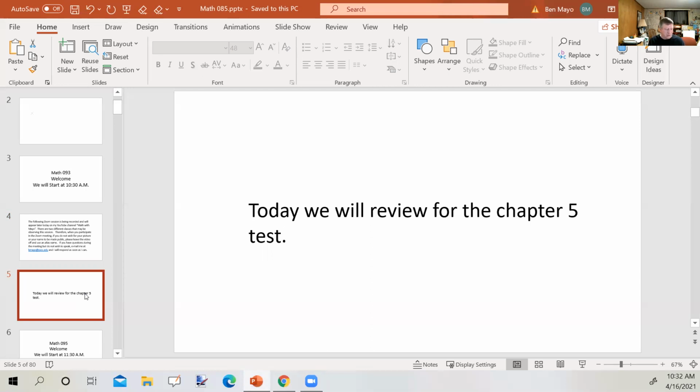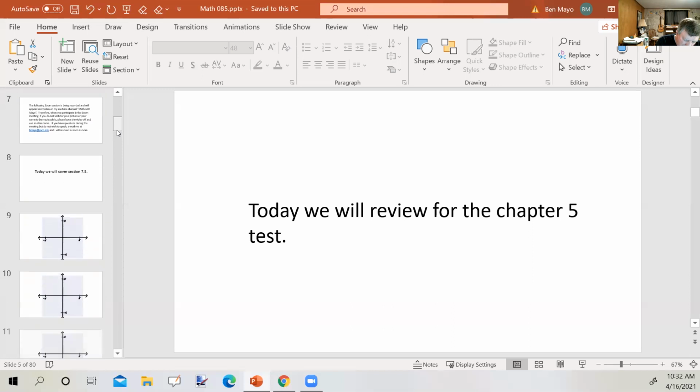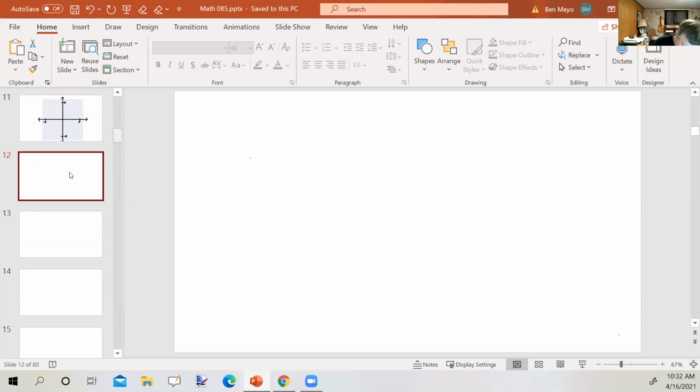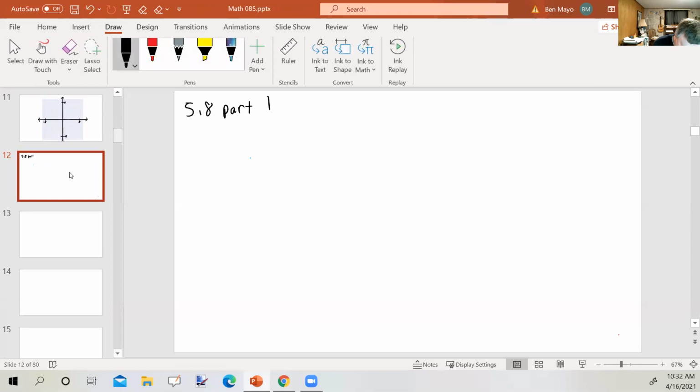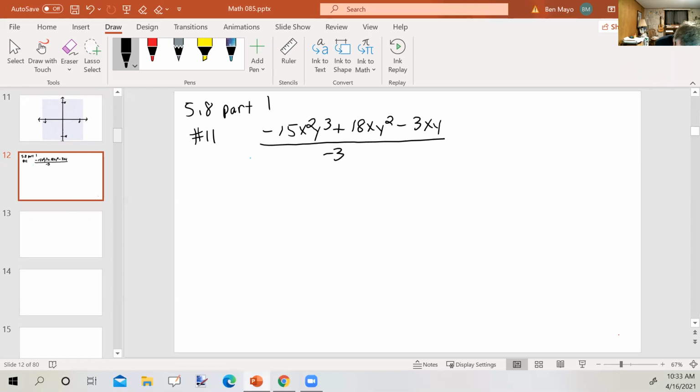Just make sure you've got an hour and 15 minutes worth of time set aside where you won't be disturbed. The first thing I'm going to do today is I had some questions that actually go back to section 5.8, part 1. So I'm going to start by looking at those, and then I will open it up to any other questions you might have. So this is from section 5.8, part 1, and we're going to start off with number 11. And it says the following: divide the polynomial by the monomial, simplify your answer completely. And what we have is this: negative 15 x squared y cubed plus 18 xy squared minus 3xy, all divided by negative 3 x squared y squared.